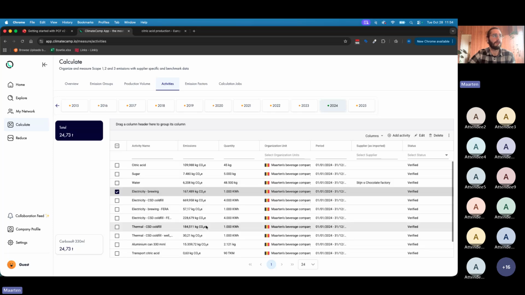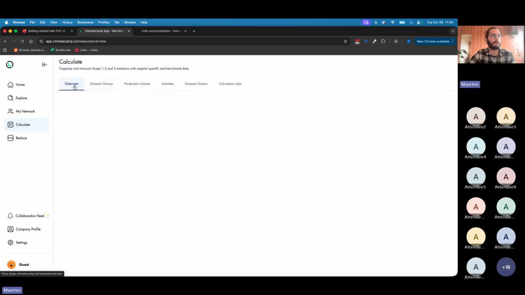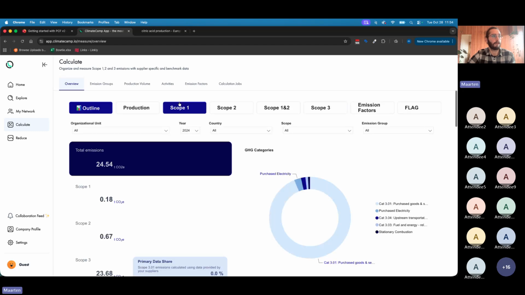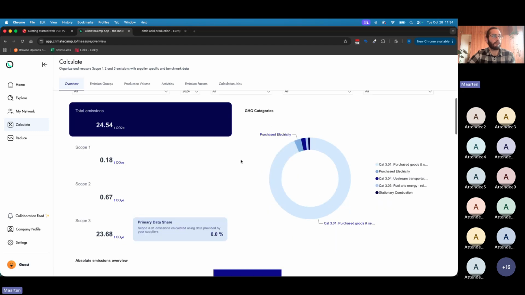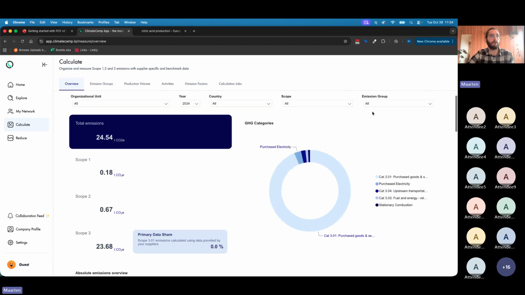After you have calculated all these activities, you can get an emissions overview. Here you can see the emissions overview for this PCF, for example, and you can dial it down to what the specific emission groups account to. So let's say, for example, I want to know the impact of packaging.